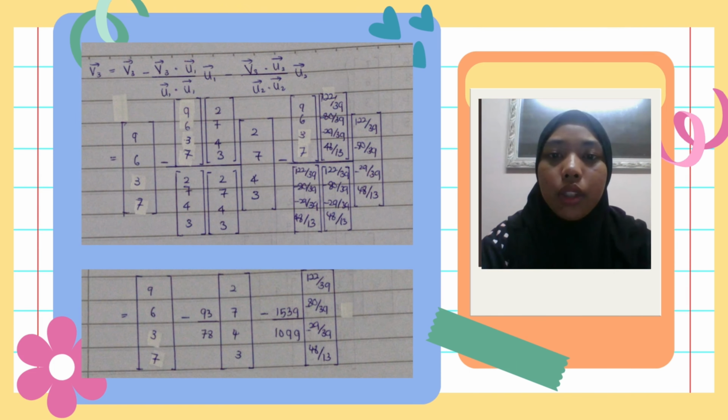So we can look at the calculation and then we simplify. We get 9637 minus 93 over 78 multiplied with 2743 minus 1539 over 1099 multiplied with 122 over 39 and then negative 80 over 39, negative 29 over 39 and lastly 48 over 13.